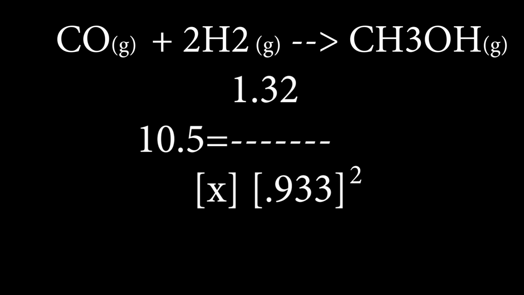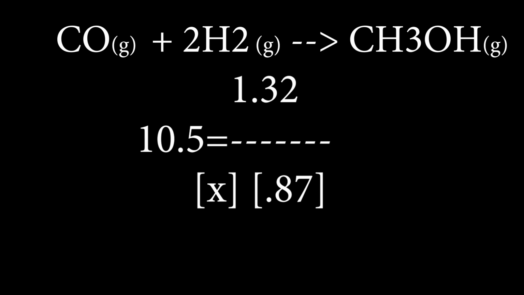Now we have to find out what's CO2. Since hydrogen is being squared, we have to square 0.933. If we do that, 0.933 becomes 0.87. Still alive there? We only have a few more steps, so don't fall asleep yet. Now what we have is 10.5 equals 1.32 over x times 0.87.